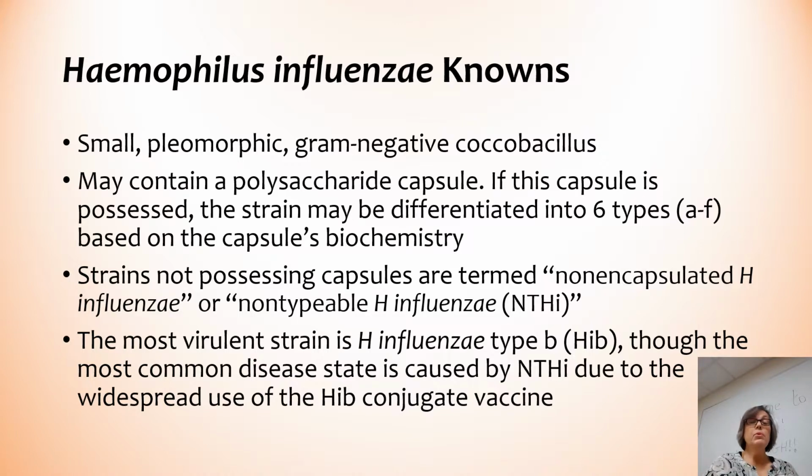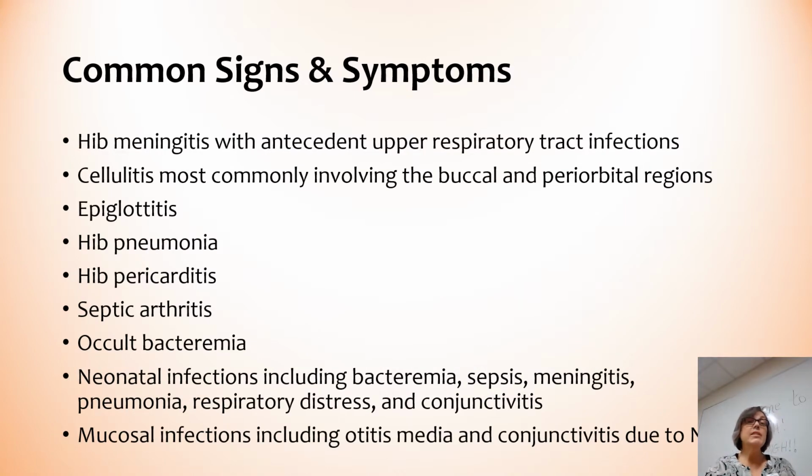The non-typable Haemophilus influenzae is a little more prominent now due to the Hib vaccine that most folks get, and so we don't see the typable strains as often. Common signs of Haemophilus influenzae infections would be Hib meningitis, cellulitis, epiglottitis, Hib pneumonia, Hib pericarditis, septic arthritis, and occult bacteremia. In neonates we also see bacteremia, sepsis, meningitis, pneumonia, respiratory distress, and conjunctivitis. Also mucosal infections including otitis media and conjunctivitis.